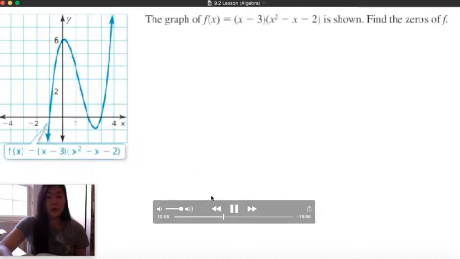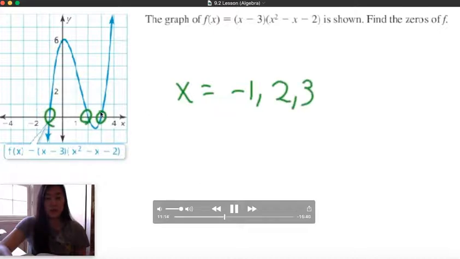So I'm going to circle all the zeros here. Looking at this cubic function, we have one right here, and then we have another one right there, and then the third one right there. So we have -1, 2, and 3 as your zeros. Simple as that. That's it.